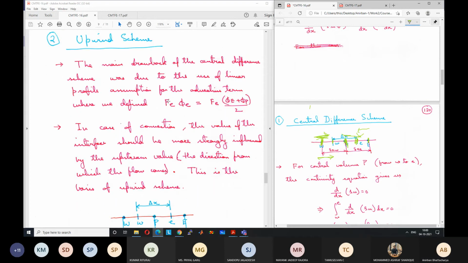To summarize, the main drawback of the central difference scheme was due to the use of the linear profile assumption for the advective term, where we defined Fe phi as Fe times (phi E plus phi P) by 2, because we have taken equal effect of both at this interface.